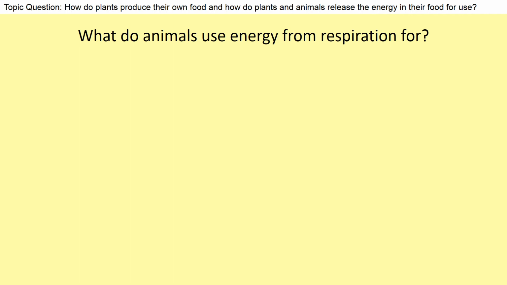That's plants covered then. So now let's have a look at animals. Animals respire. They don't photosynthesize, they only respire. So what are they respiring for? They're respiring so that they can transfer energy. What is that energy being used for in that animal? Just give you half a minute. Can you think of any things that animals need energy for?